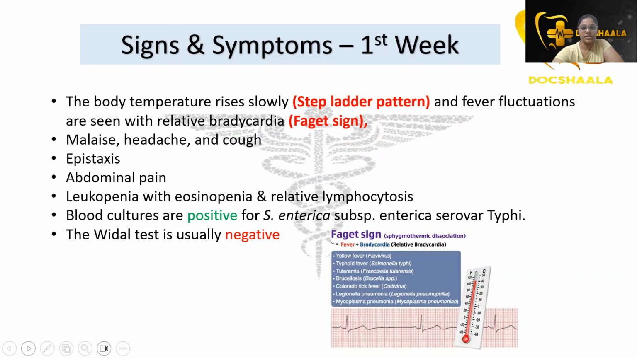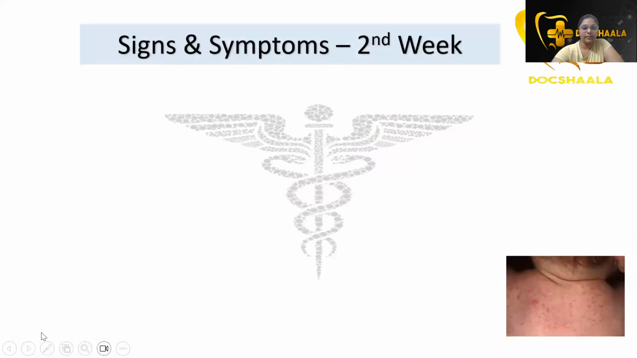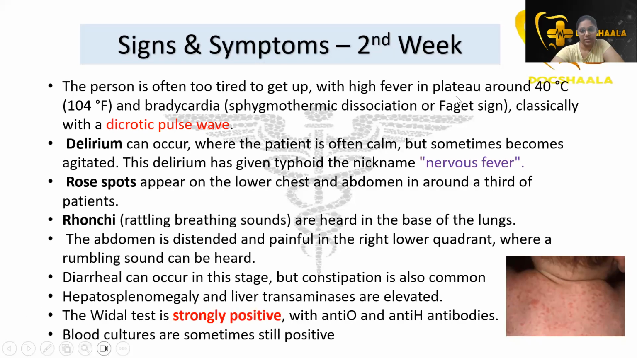So let's go to the second week. Second week symptoms. As you can see here, the image is showing a rash. Rather than a rash, it is like a spot. This rash first starts as a spot, then it progresses into a rash. So let's see what the symptoms are during the second week.